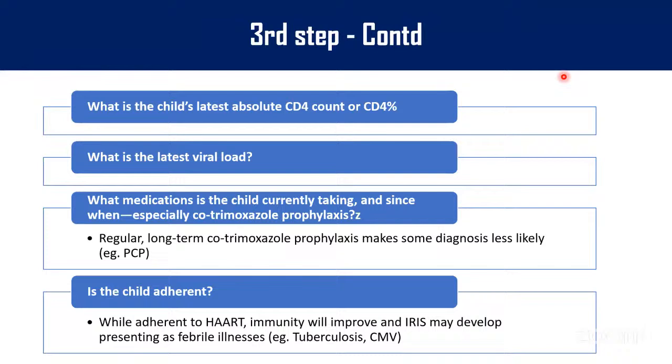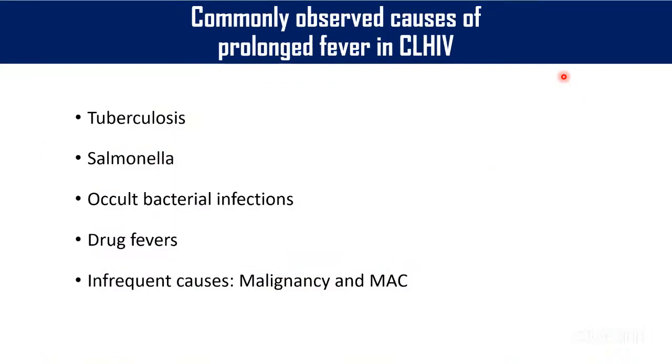What is the child's latest absolute CD4 count and CD4 percentage? Both are important. And what is the latest viral load? What medication is the child currently taking, and since when, especially cotrimoxazole prophylaxis. Regular long-term cotrimoxazole prophylaxis makes some diagnoses less likely, like PCP pneumonia. And what is the adherence? While adherent to ART, immunity will improve, IRIS may develop, which may present as a febrile illness. So adherence is very important to arrive at a diagnosis.